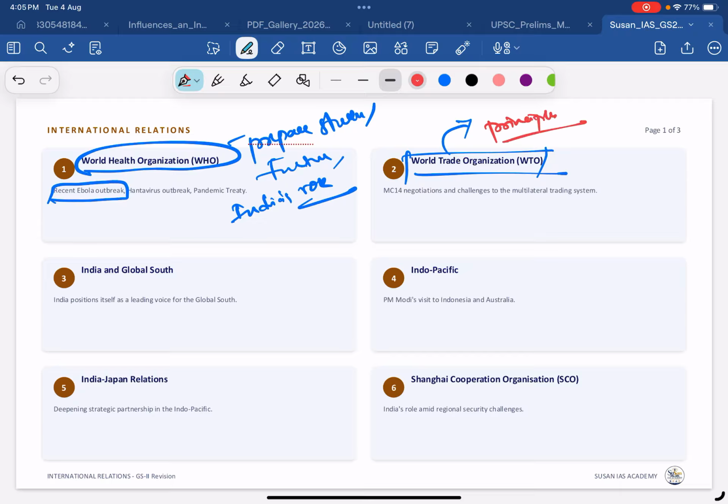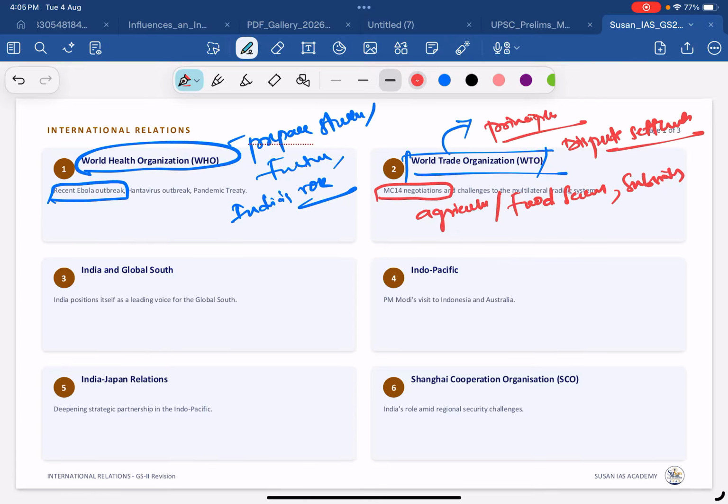What are the principles of WTO? What is dispute settlement, agriculture and food security, subsidies, developing country concerns, MC14 negotiations, and WTO reforms. Even the WTO can be asked in economy also, in GS paper 3, but one can refer to it here also in IR. Okay, it can be asked in GS paper 2 also, right?